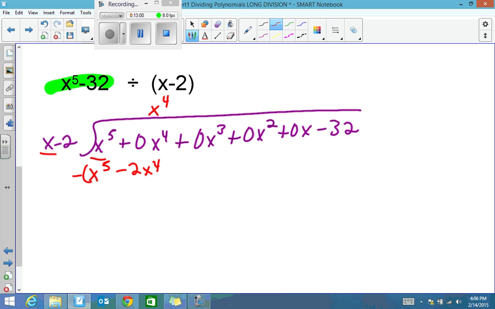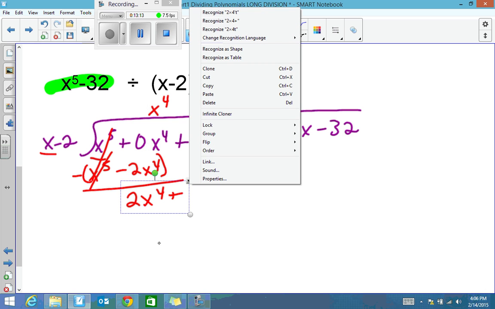And we're going to subtract. x to the 5th minus x to the 5th cancels out. 0 minus a negative 2x to the 4th gives us a positive 2x to the 4th. And we bring down our x to the 3rd.